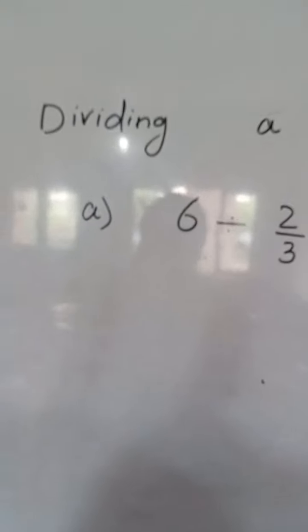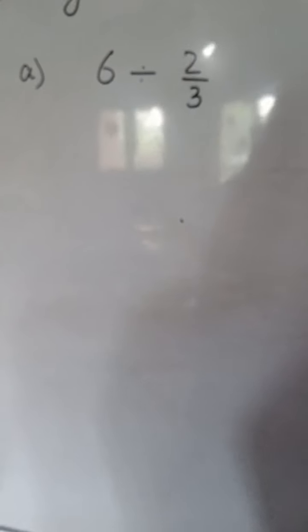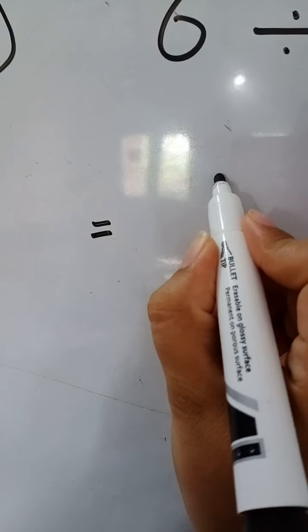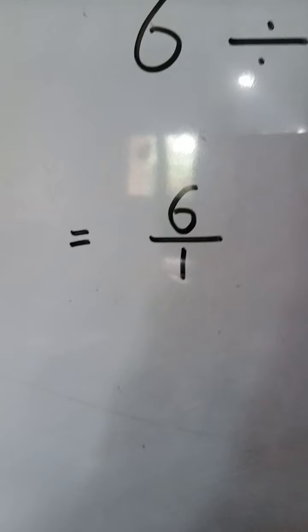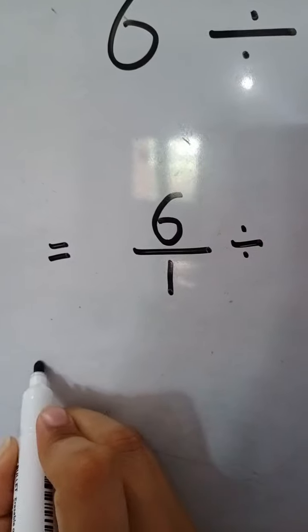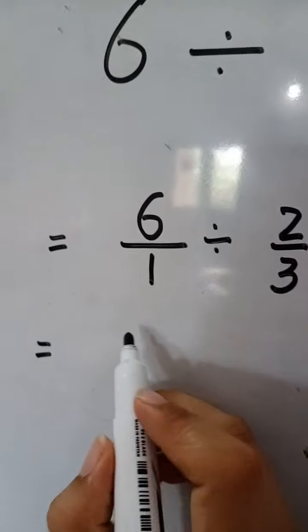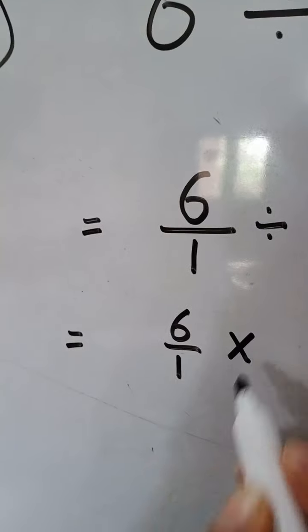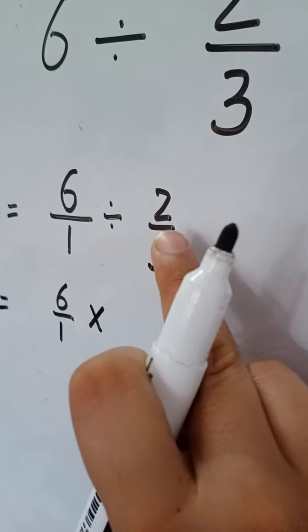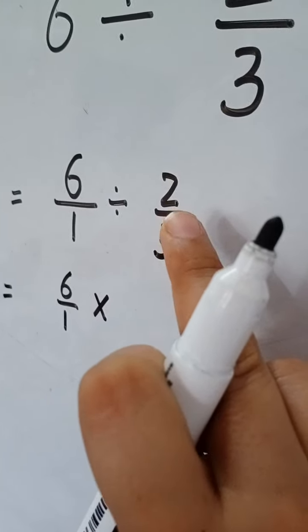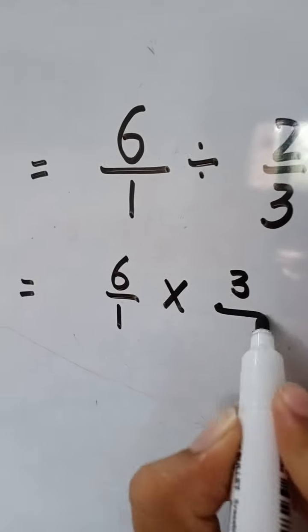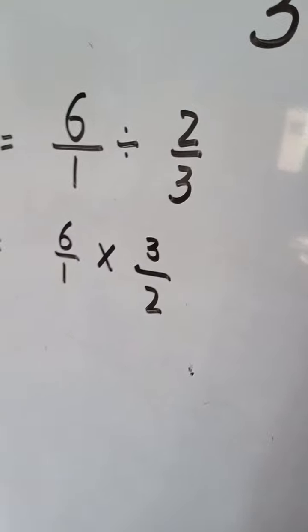So in part 2, if you have a whole number and that whole number is being divided by a fraction, then what will you do? Again the same step, in the form of a fraction, 6 will be written as 6 by 1 divided by 2 by 3. You have a division sign between the fractions. So what will we do? The division sign will change into multiplication and the fraction that is written after the division symbol will be reciprocal. Is it clear? The number after the division symbol will be reciprocal. So 2 by 3 will become 3 by 2. Now 6 by 1 into 3 by 2.